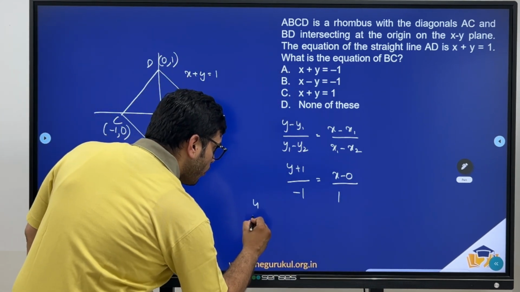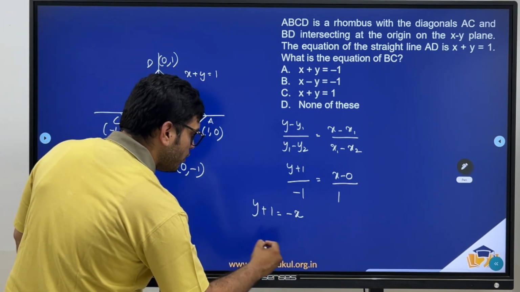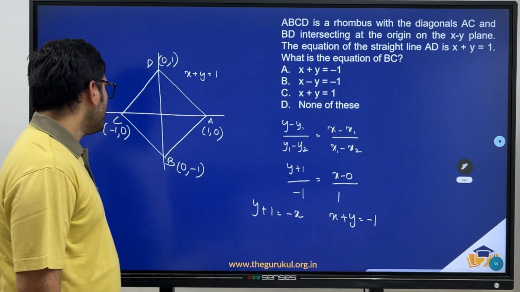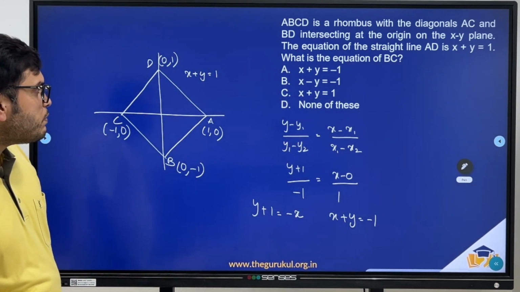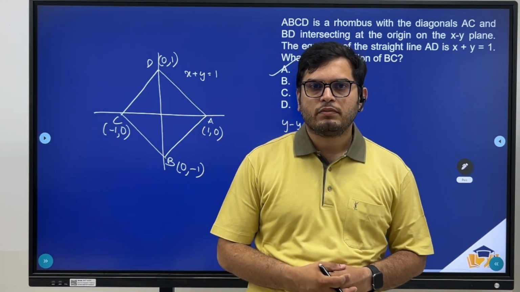So what do we have? y plus 1 is equal to minus x, or x plus y is equal to minus 1. So do we have x plus y is equal to minus 1? Yes, hence option A should be the answer to this question.